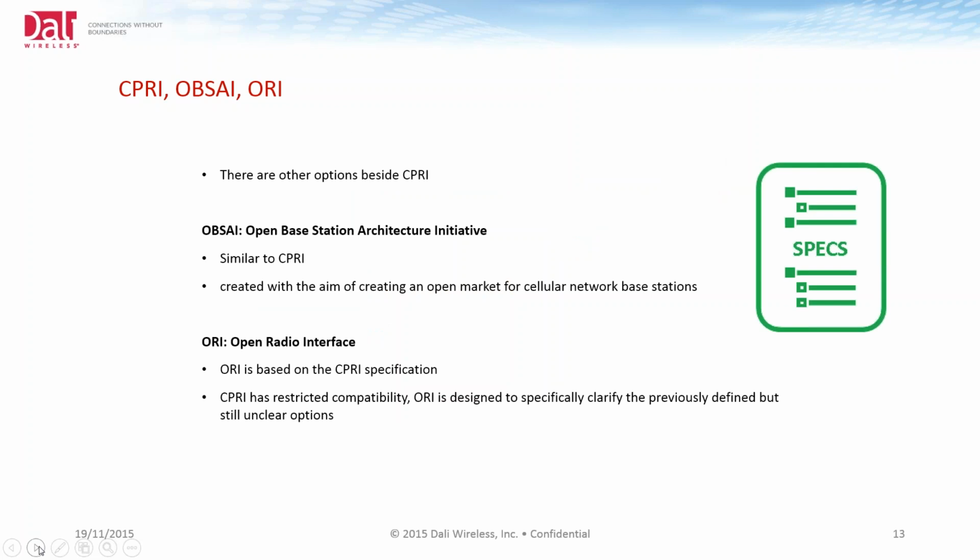And as we evolve and get to other systems within this, what we're going to see is that the integration of those other pieces of information, be it CPRI or whatever, are becoming more and more important to the network. CPRI is a standard, basically because most people use it. There are other options besides CPRI.